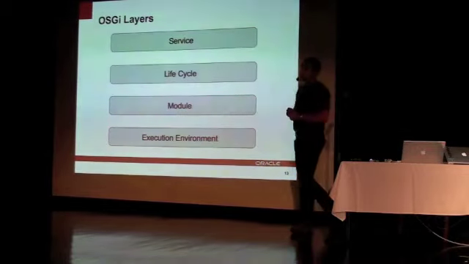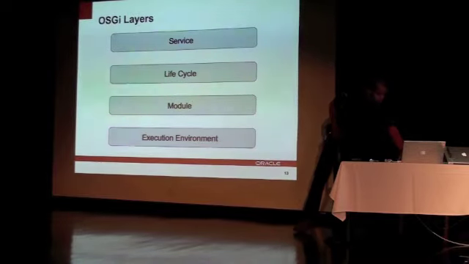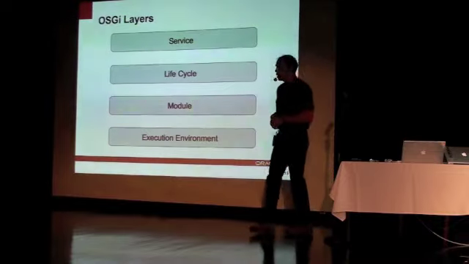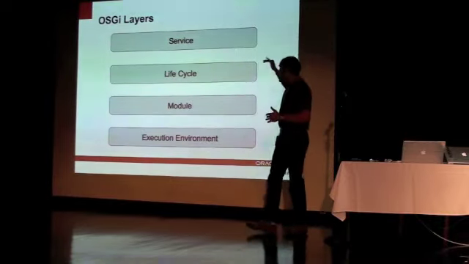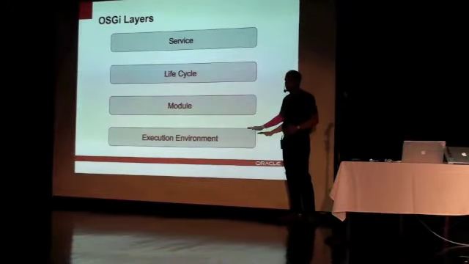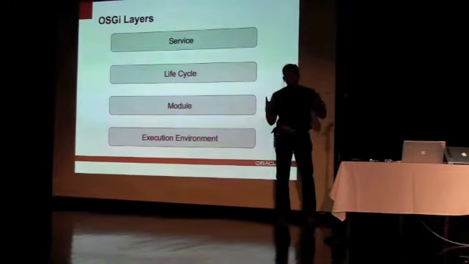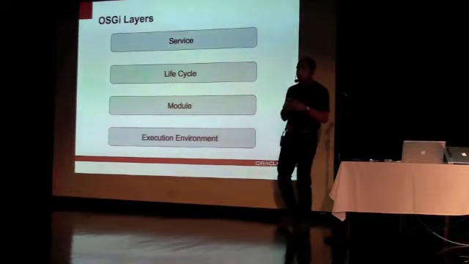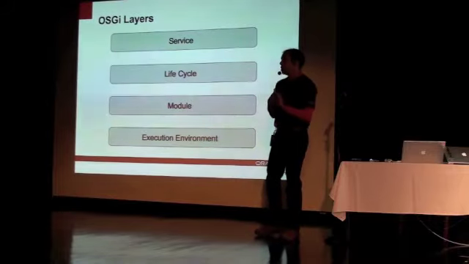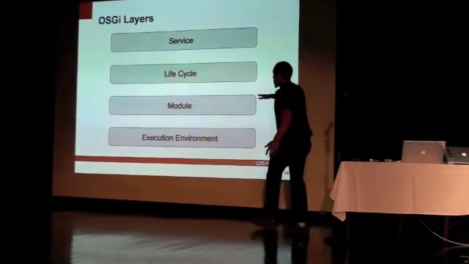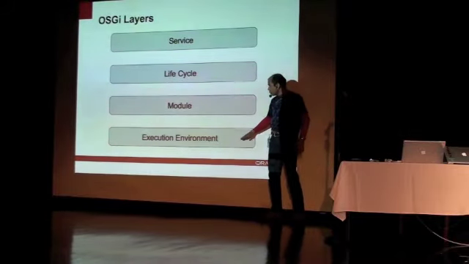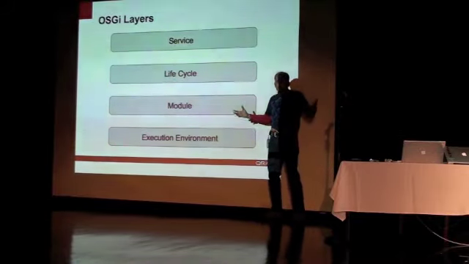OSGi tries to solve that problem by defining a well-defined model. It defines four different layers. It says there is a service layer, a lifecycle layer, a module layer, and an execution layer. So an OSGi bundle, the terminology that we talk about all the time, is essentially a jar file with clearly defined boundaries. And then we have an OSGi module that runs on an execution environment. The execution environment, in our context, is typically the JVM.